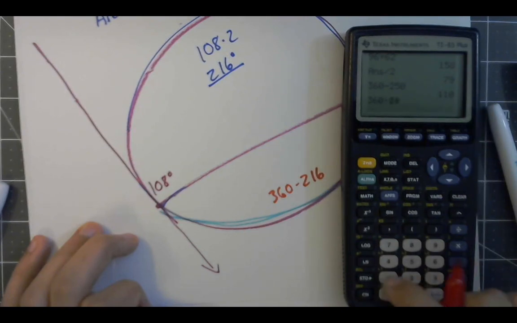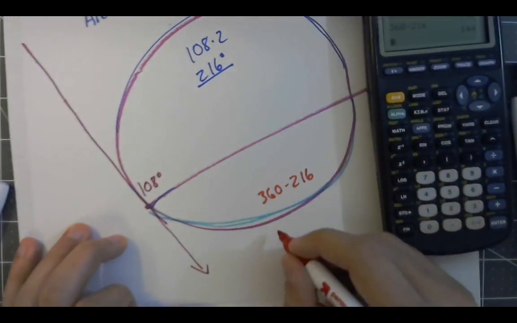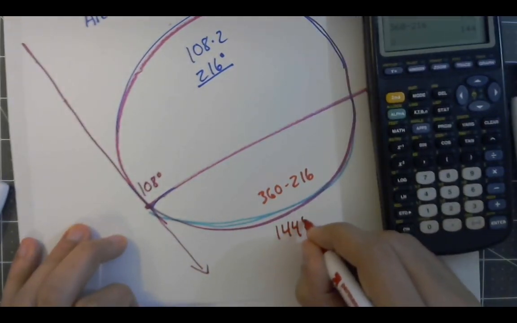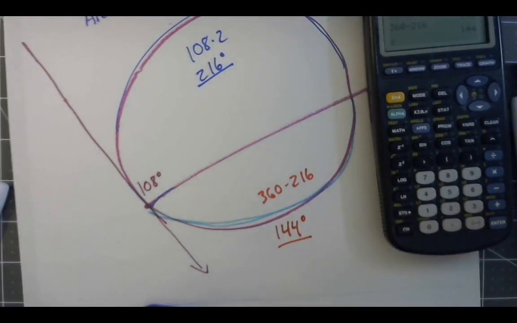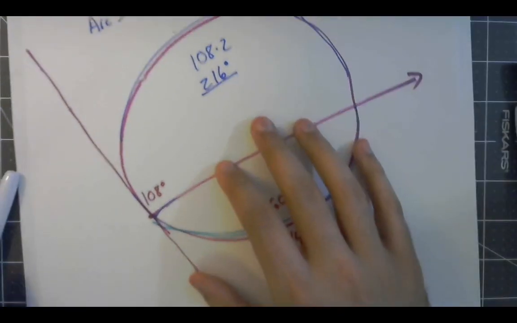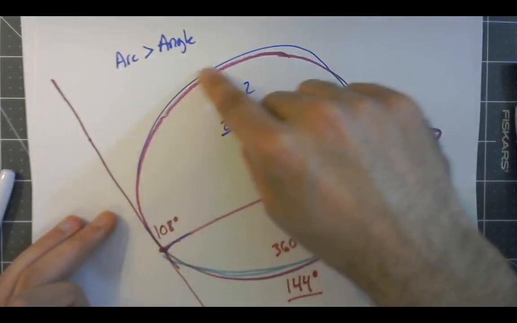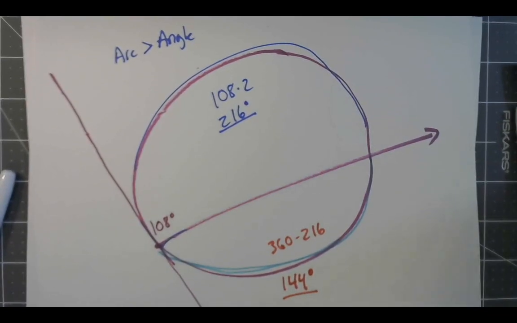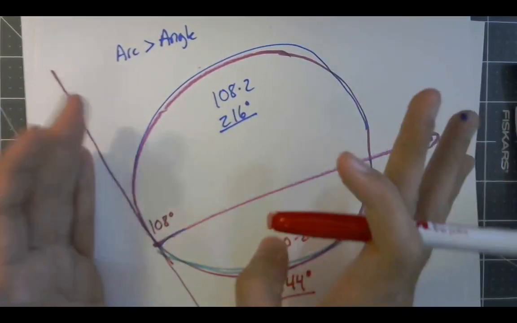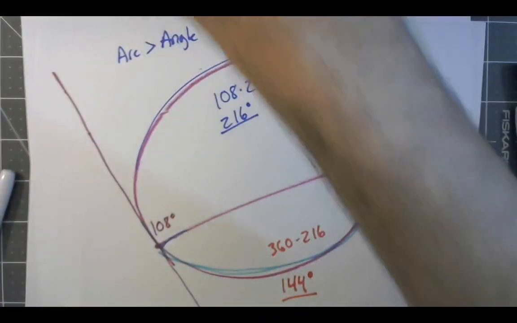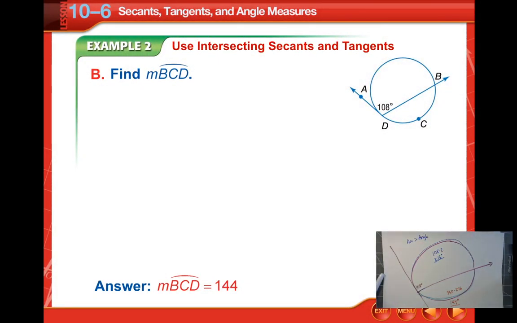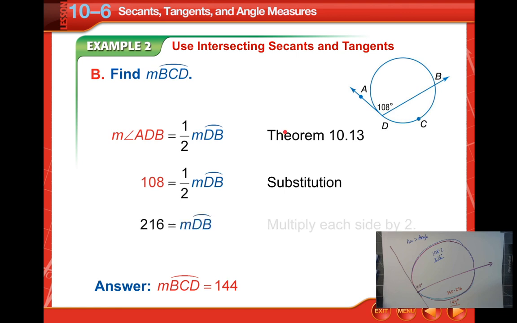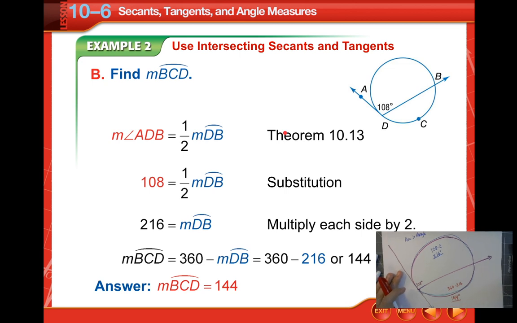360 minus 216. That is 144 degrees. Remember, our arc is always bigger than our angle. Hopefully that makes sense, because it's taking up more room on the page, so maybe that's a way to think about it. The answer, of course, is at the bottom when these animations mess up. So we get 216. We take the other side, and we get 144.